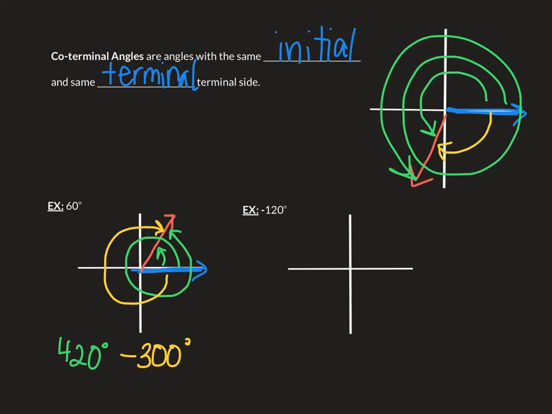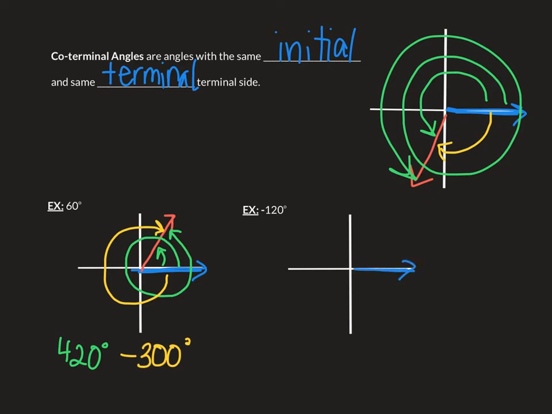How do you feel about that? Okay, here's what I'd like you to do. Pause the video and try the next example. See if you can do the next example on your own. See if you can sketch the angle in standard position and see if you can find a positive and a negative coterminal angle.